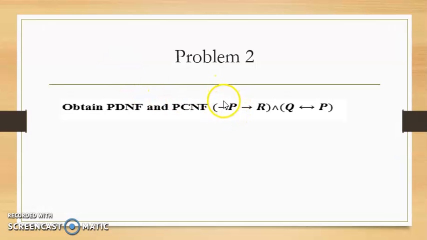We have three variables, and in the problem it was given not P implies R, and Q biconditional P. So we have to write the table for not P implies R, then Q biconditional P. Then after that we should write the column for these two, not P implies R and Q biconditional P. So that column we have to frame.